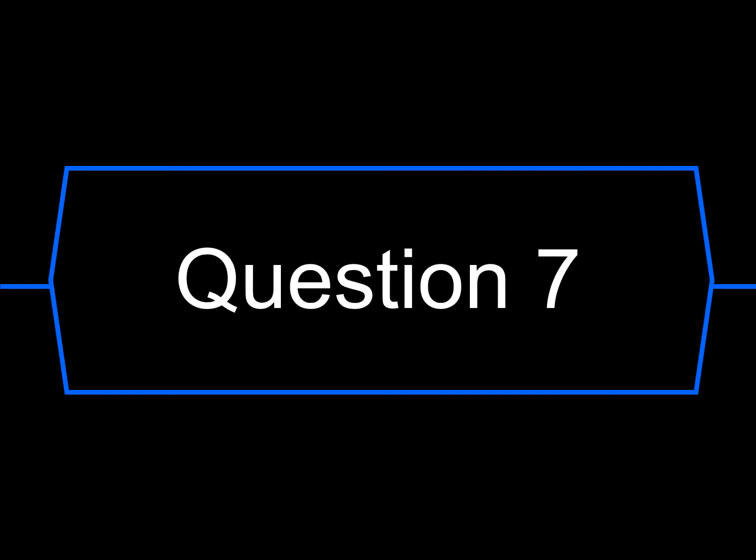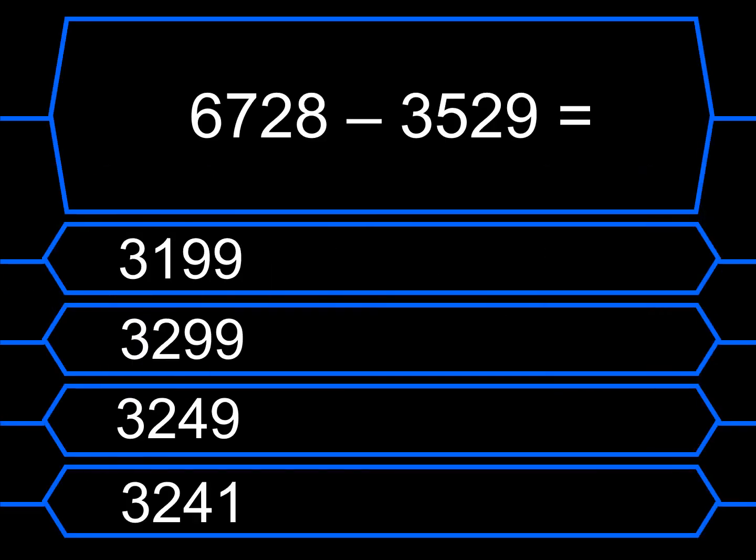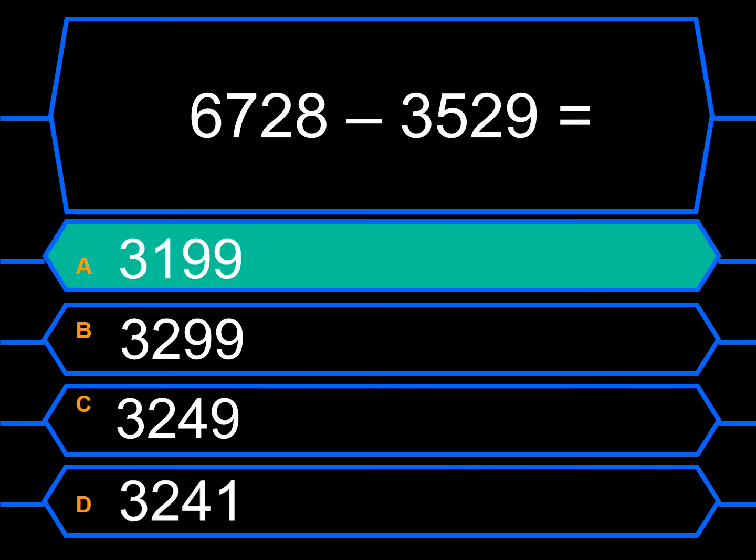Question 7, hope you're doing well. Oh, another 4-digit, take away 4-digit here. 6,728 take away 3,529 equals, is it A, 3,199, B, 3,299, C, 3,249, or D, 3,241? Pause the video now, have a go. The answer is A, 3,199. Did you get that one right? Well done if you did, £2,000.